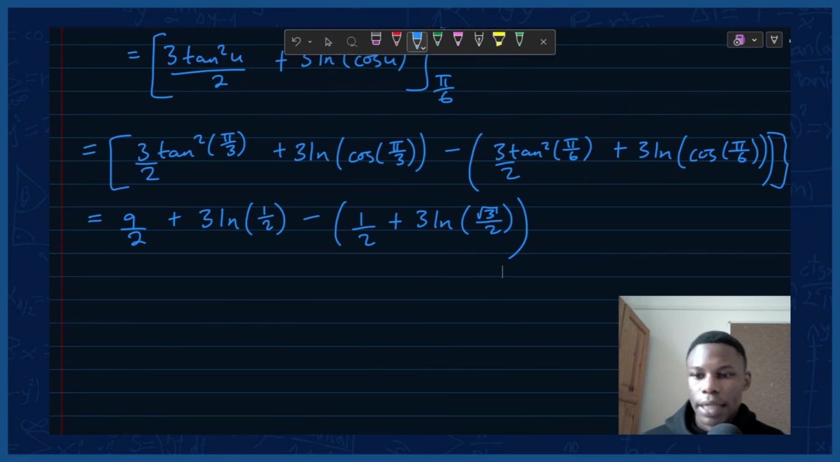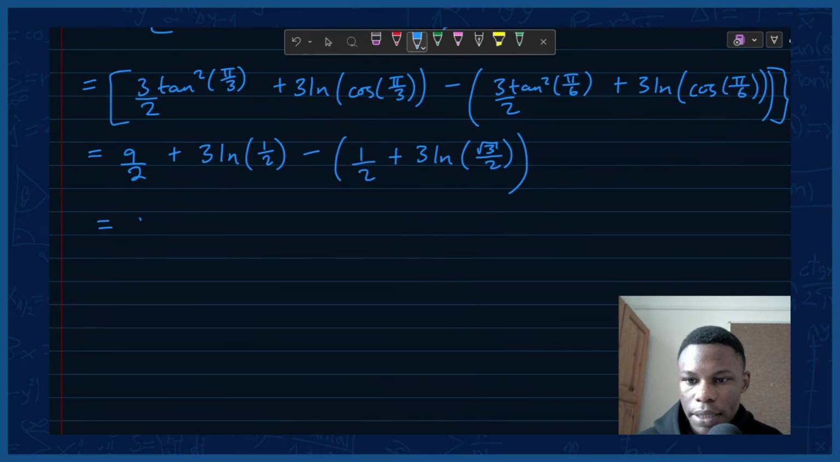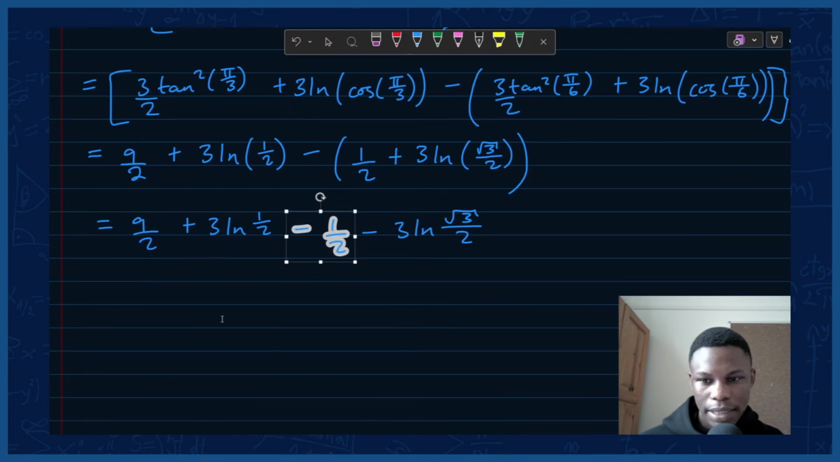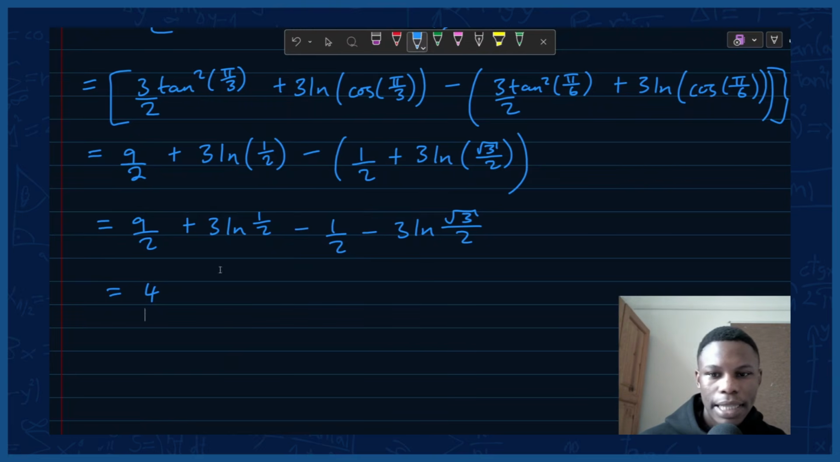Okay. And now let's expand our brackets. So 9 over 2 plus 3 ln of 1 over 2 minus a half minus 3 ln root 3 over 2. Okay. Simplify like terms. 9 over 2 minus a half gives us 8 over 2, which is 4. And then I've got 3 ln half minus 3 ln root 3 over 2.